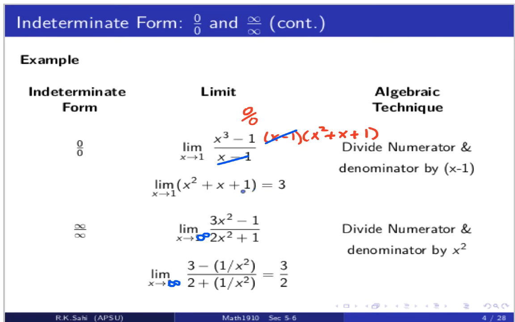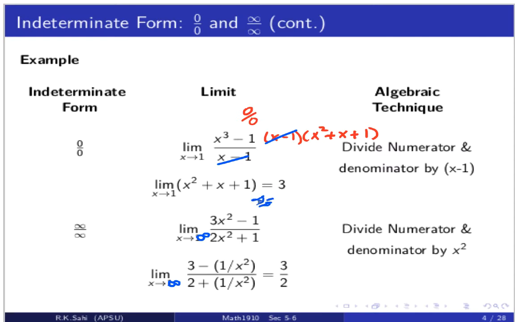Now, we will also look at an example for infinity over infinity. The limit as x approaches infinity of (3x squared minus 1) over (2x squared plus 1). Clearly, when we substitute, what do we get? Infinity over infinity. Now, this one is not going to give an answer, and also, we cannot easily factorize this one.